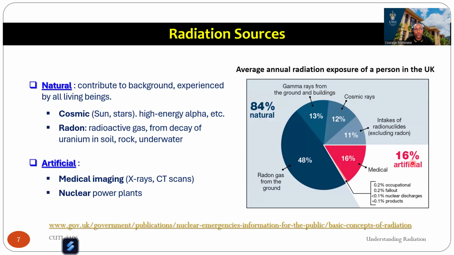So let's look at some of the sources of radiation, which can be divided into 2 broad categories, natural and artificial. Natural radiation basically constitutes the majority of all the radiation that we encounter. And most of this type of radiation is from cosmic radiation, which is the sun, the stars, supernovas, and the other part is from radon gas, which is obtained from the decay of uranium that occurs naturally underground in rock, soil, and underwater. On the other hand, we've also got artificial radiation, which is mostly from medical imaging, such as X-rays and CT scans.